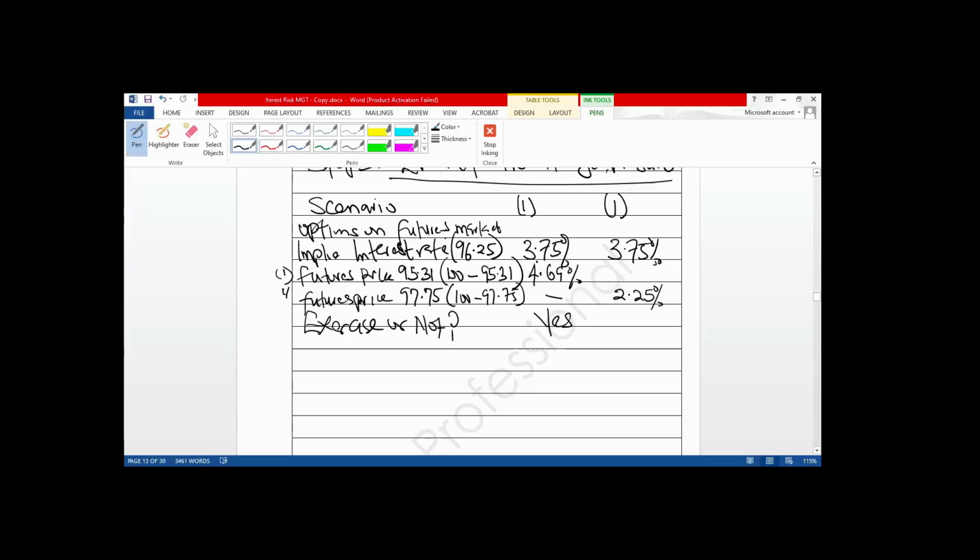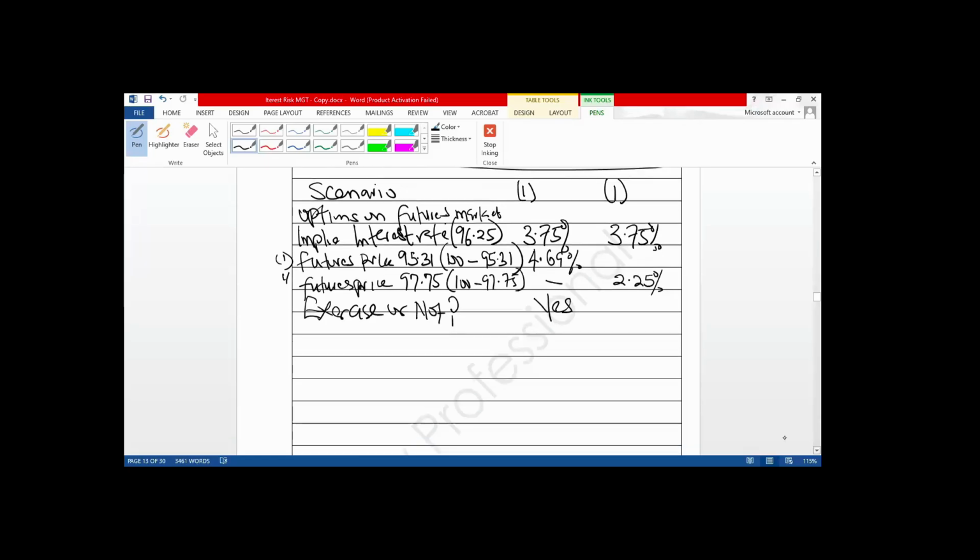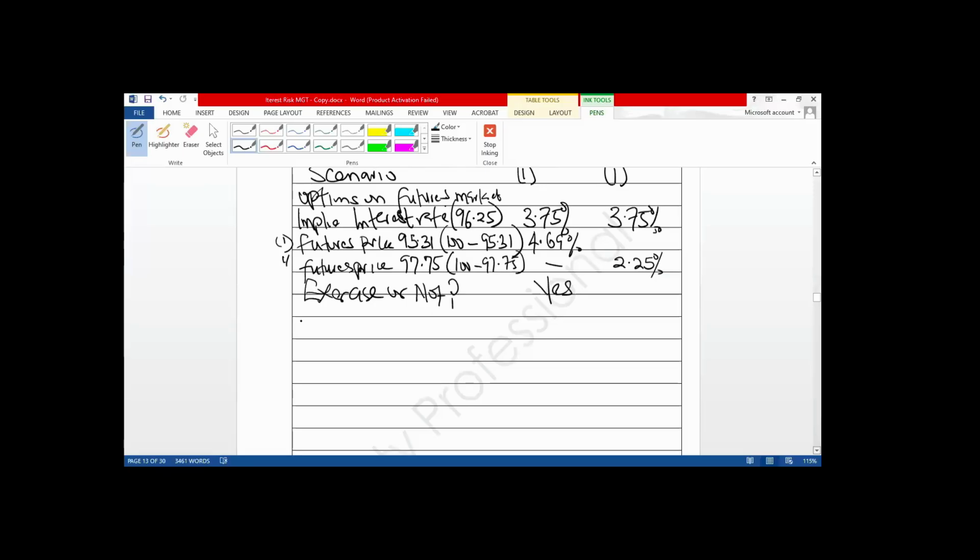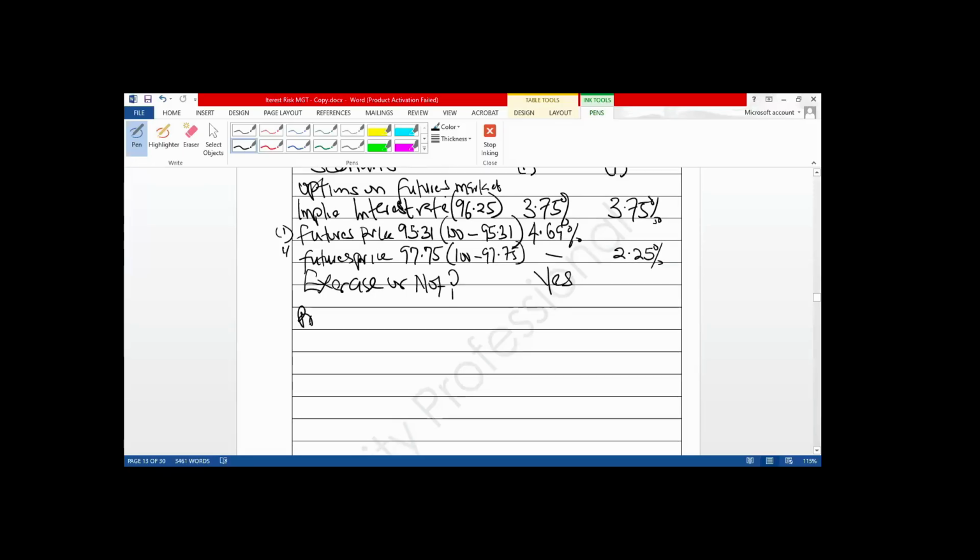If you borrow at 3.75 as opposed to 4.69, the difference is 0.94%. You are going to make a profit on the option.